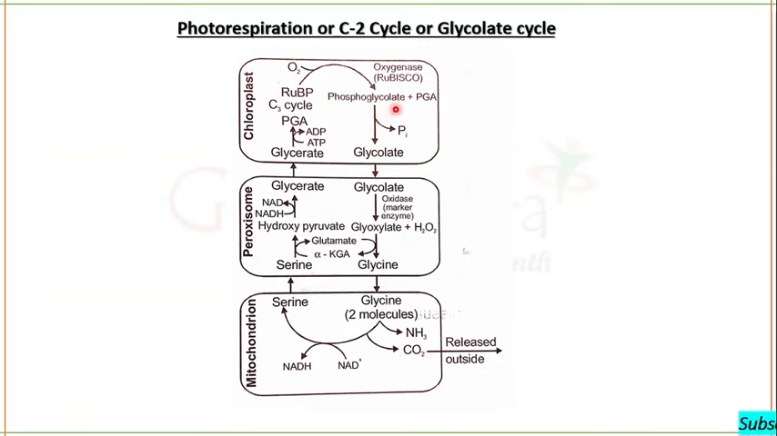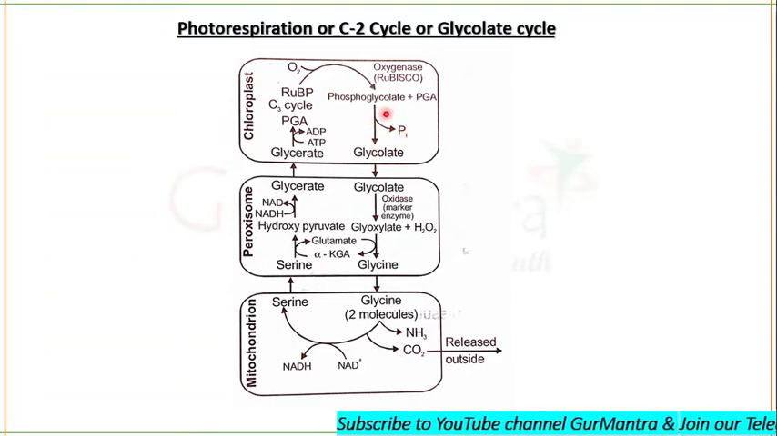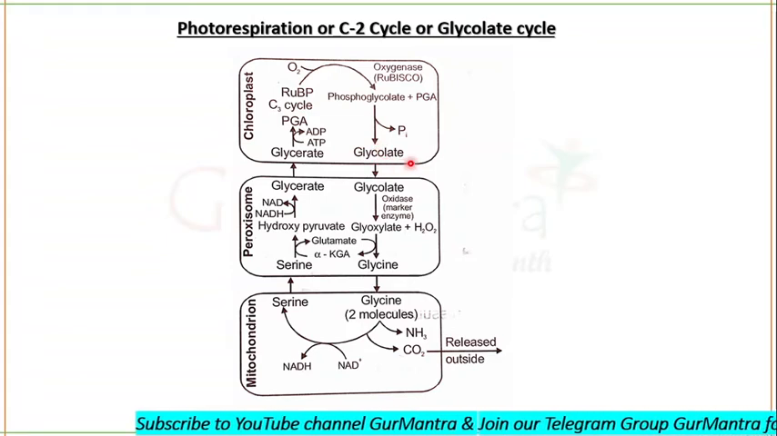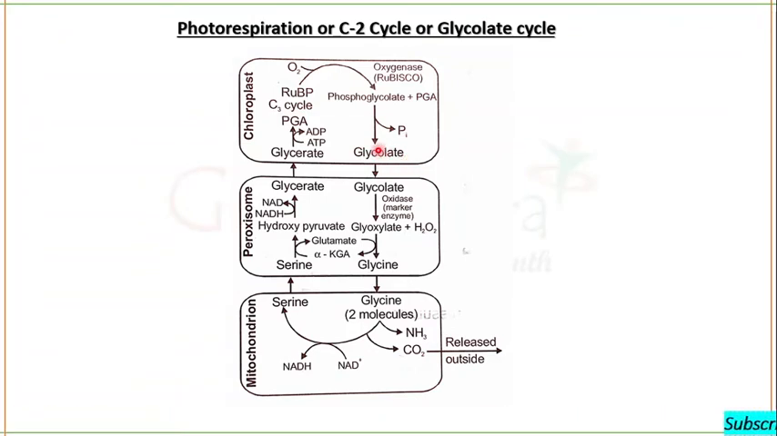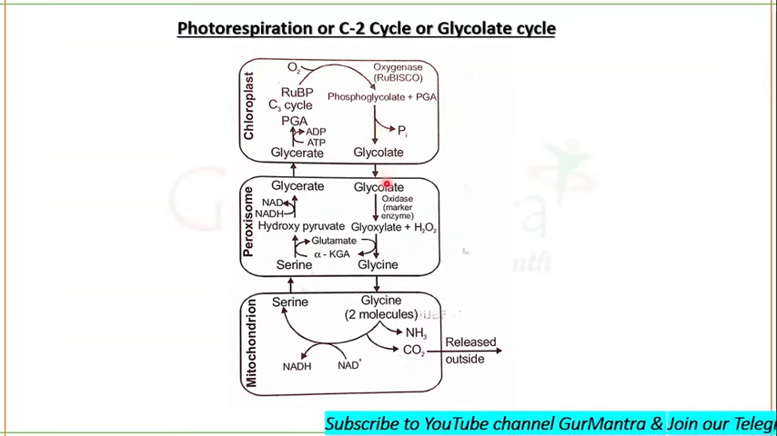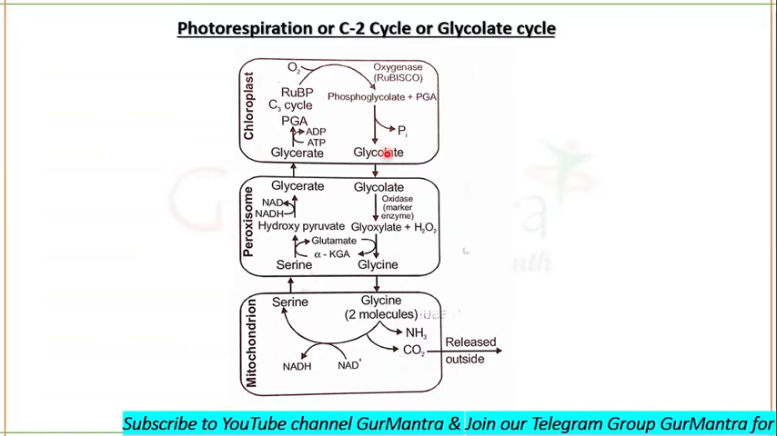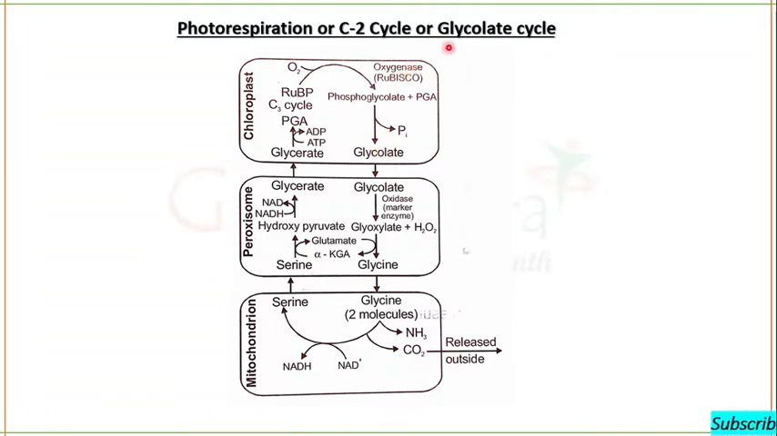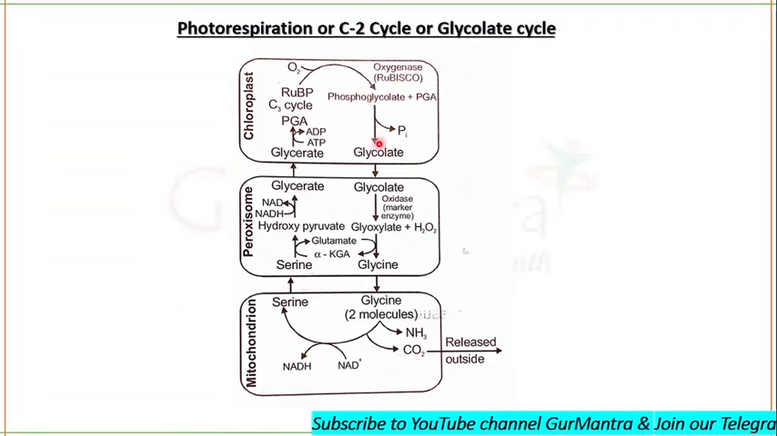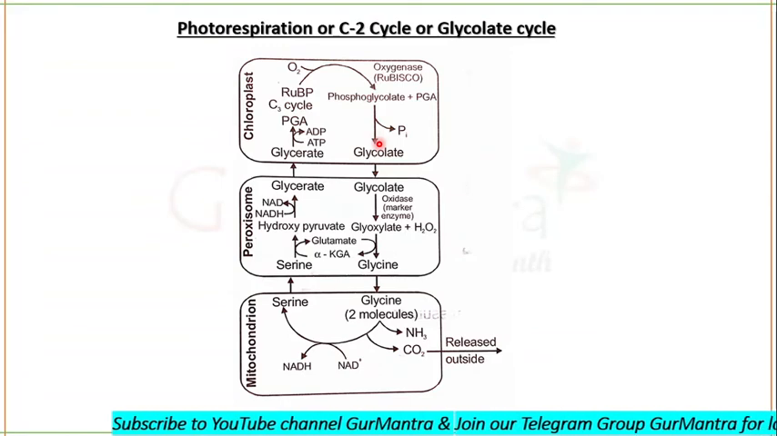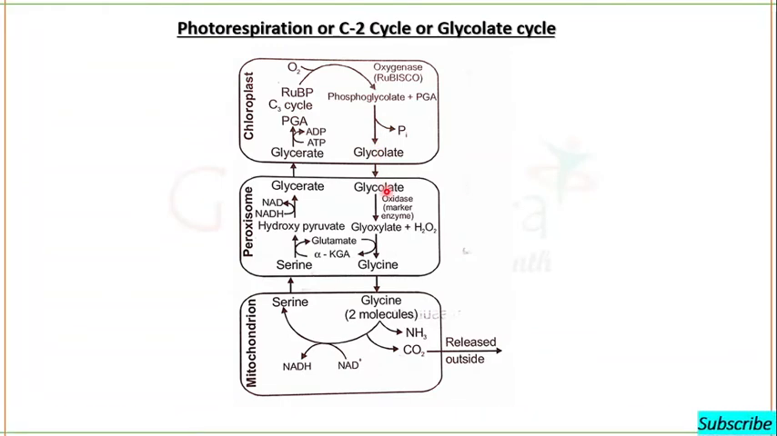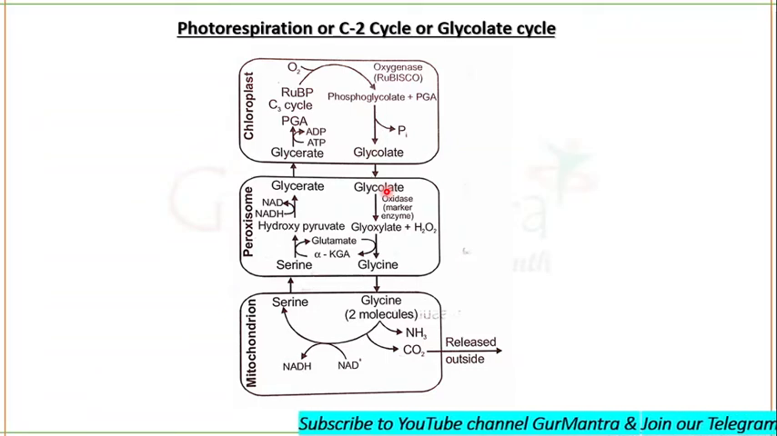Phosphoglycolate is not metabolized here. One inorganic phosphate is removed and phosphoglycolate is converted into glycolate. This glycolate formed in the chloroplast now moves to the peroxisome. Glycolate is a 2-carbon compound, and this C2 cycle is also known as the glycolate cycle. Why C2? Because it is a 2-carbon compound. Is it clear?